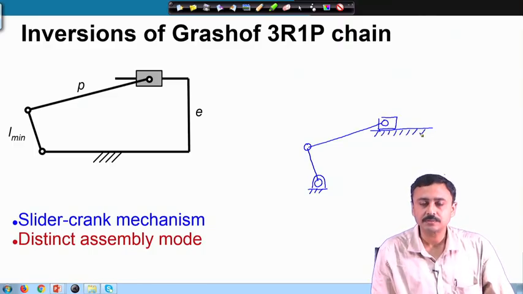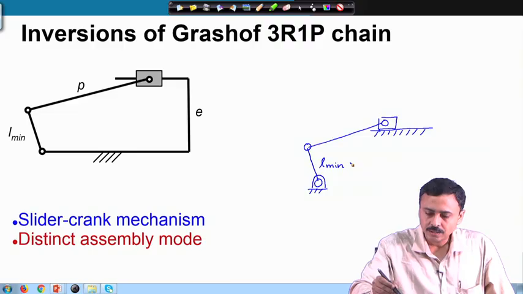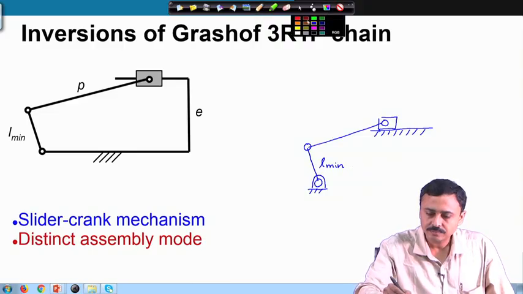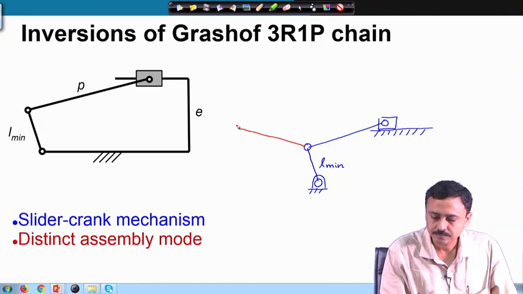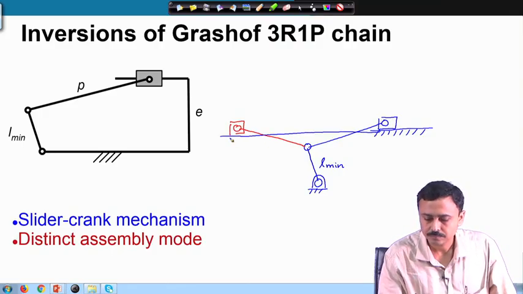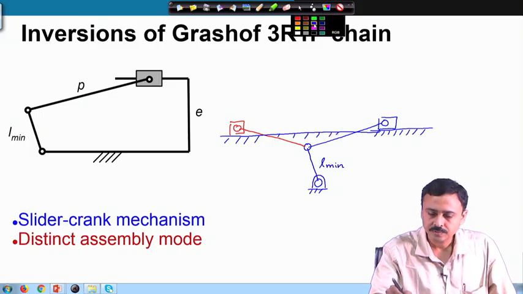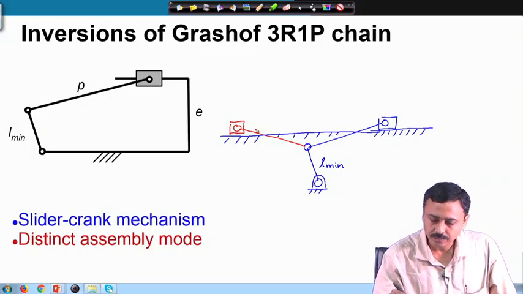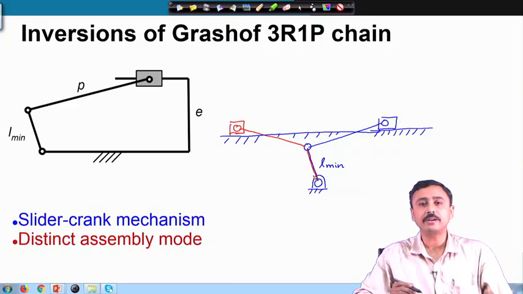So, this is the slider crank mechanism with this as L min. I can also assemble the mechanism in this configuration. So, this is the ground, and I can put the mechanism in this configuration. So, the blue configuration and the red configuration.